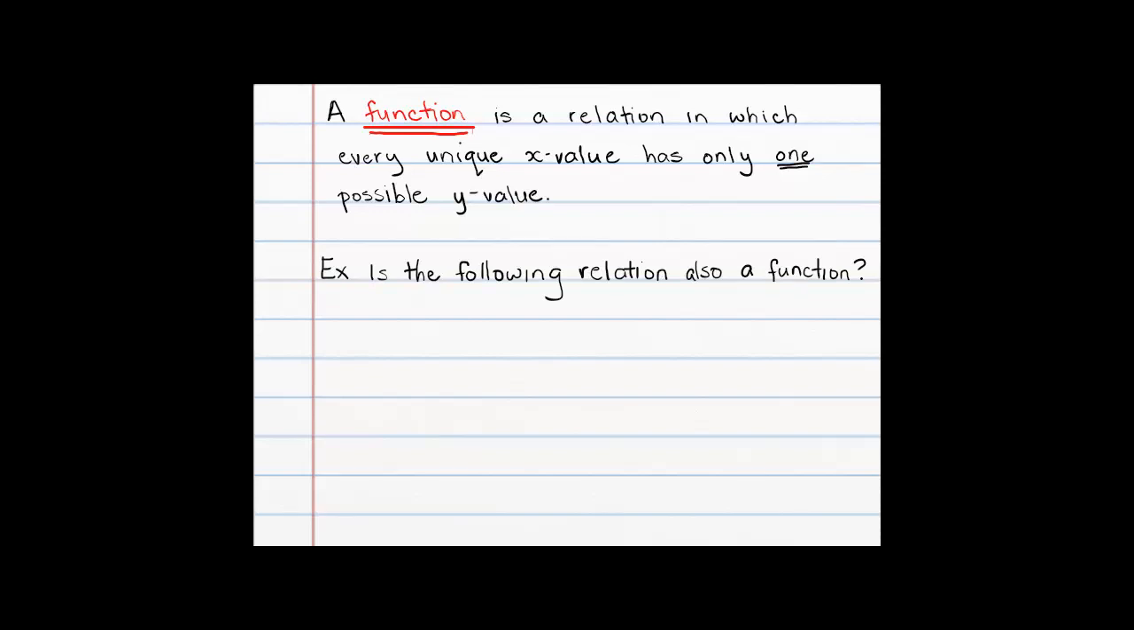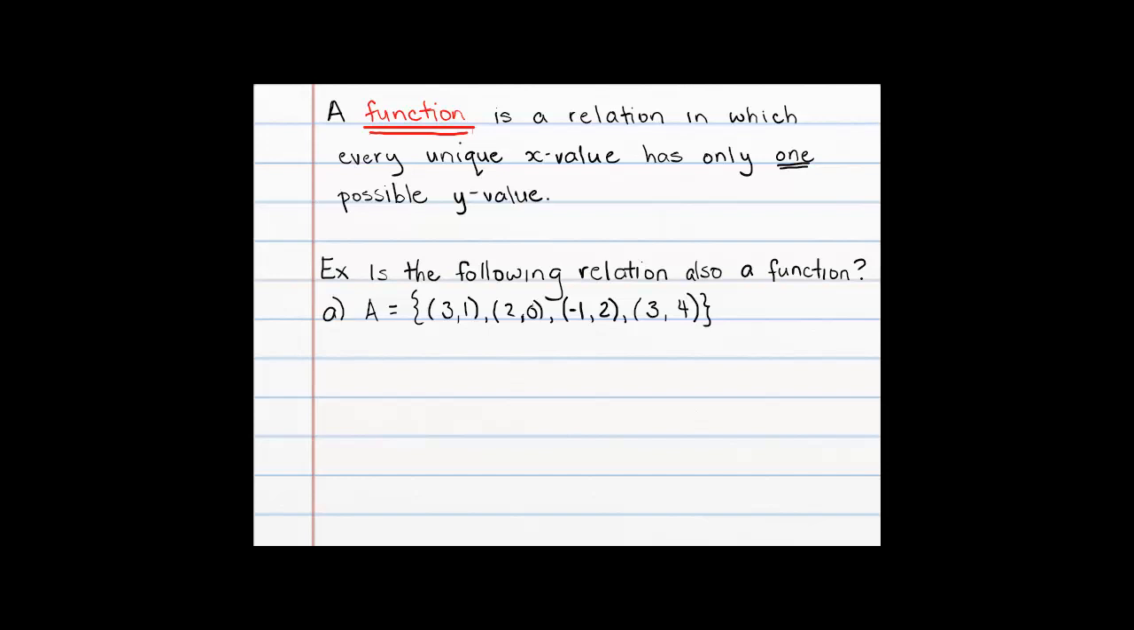To explain this further, we're going to look at an example. I'm going to give you a set of ordered pairs, and we want to look at whether or not this relation is also a function. We said a relation can be represented as a set of ordered pairs. So in this set, I have 4. What we want to do is look at each x value and determine whether every x value has only one possible y value.